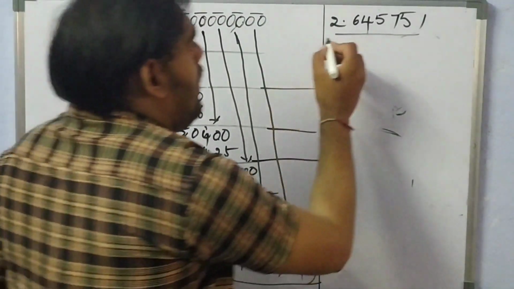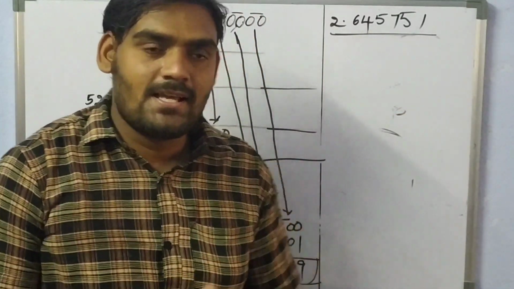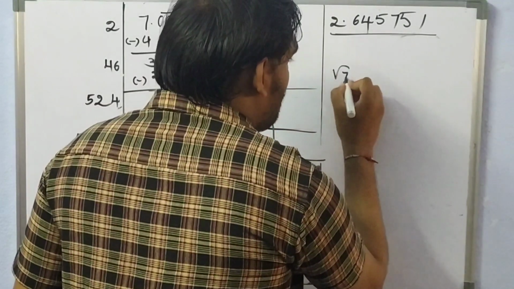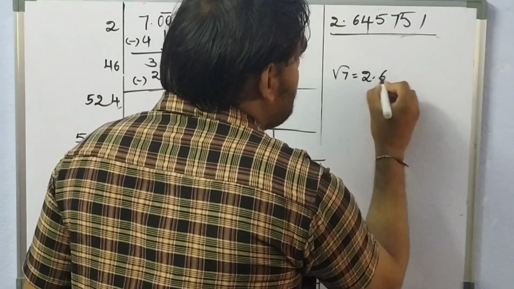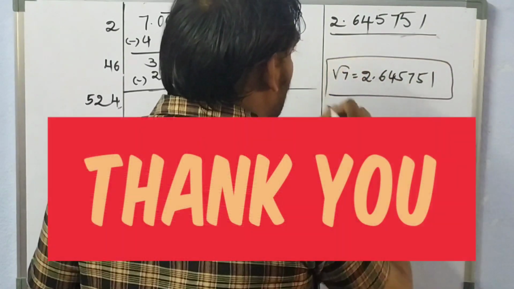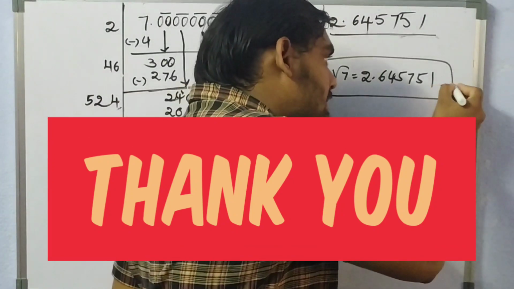See, how many decimal digits did we get here? We got 6 decimal digits. Therefore, root 7 is equal to 2.645751, which is the value up to 6 decimal digits. We all know that it will continue.